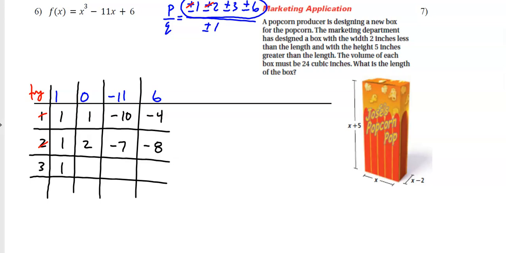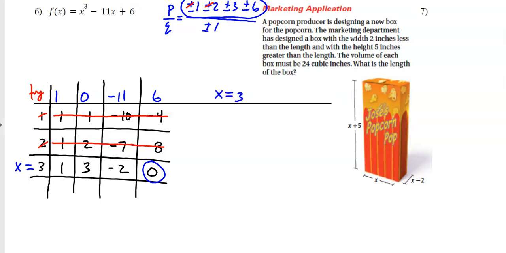Bring the 1 down from the top. So remember, you can kind of just cross all these out because they might just mess you up if they're not working. But use the top row. So slide the 1 down. 3 times 1 is 3. Added to 0 is 3. 3 times 3 is 9. Added to negative 11, that's negative 2. 3 times negative 2 is negative 6. Added to 6. Boom. So I got my 0. So I know that x equals 3 is one of the answers.